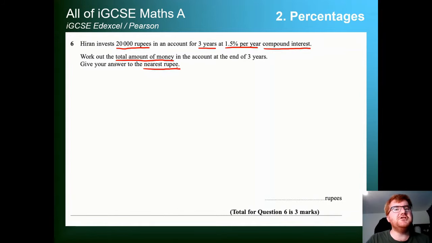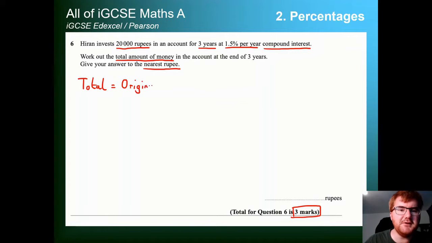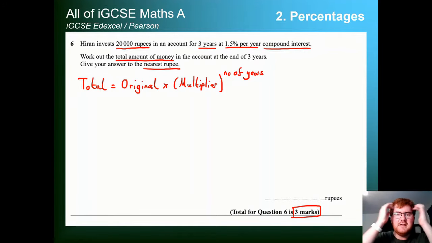Now, I really do suggest that students learn this compound interest formula off by heart, because it's not on the formula sheet, but if you know this formula, you can gain a whopping 3 marks by just putting the right numbers in the right place. So the formula is, to work out the total, we start with the original, sometimes known as the principal, multiplied by the very mysterious name of the multiplier, to the power of the number of years. So this needs to be a formula that's imprinted in your mind.